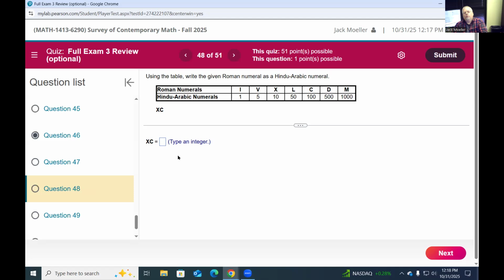All right, so for Roman numerals, I think the key is knowing when to subtract. So when we have XC, do we subtract or not?